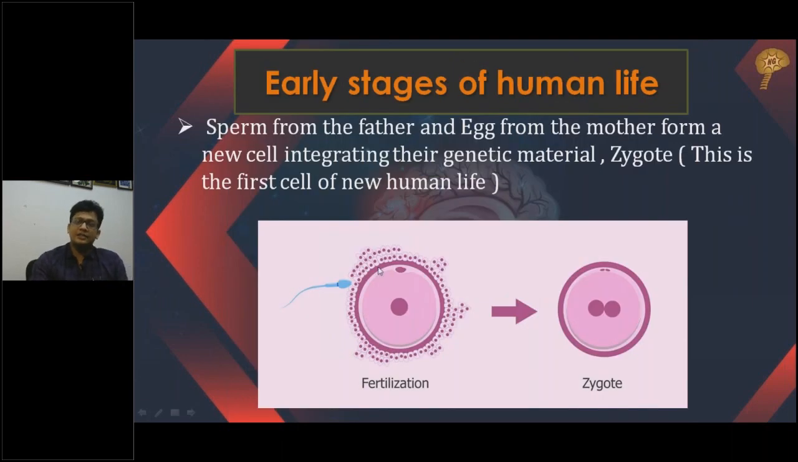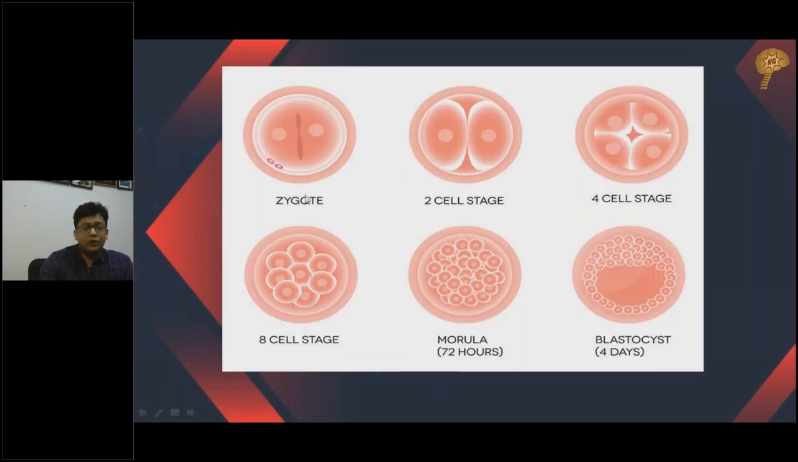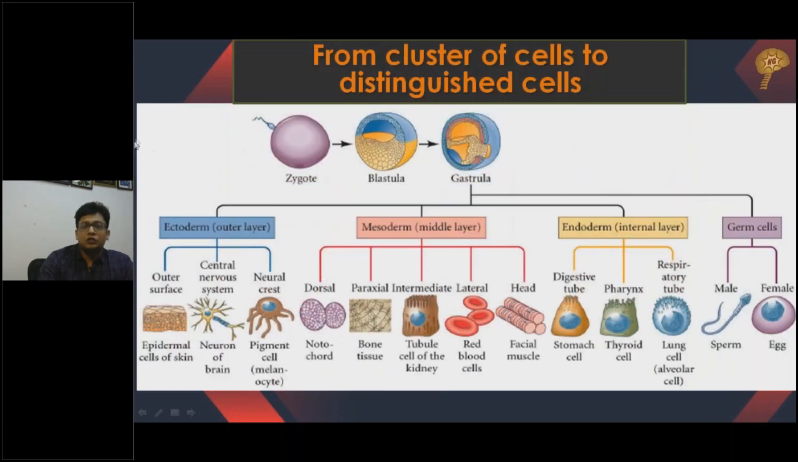So at the early stage of human life, sperm from the father and egg from the mother form a new cell integrating their genetic material, and that is known as zygote. This is the first cell of new human life. As I already told you, a zygote then forms a 2-cell, then 4-cell, 8-cell morula, and then blastocyst. So from a cluster of cells to distinguished cells.